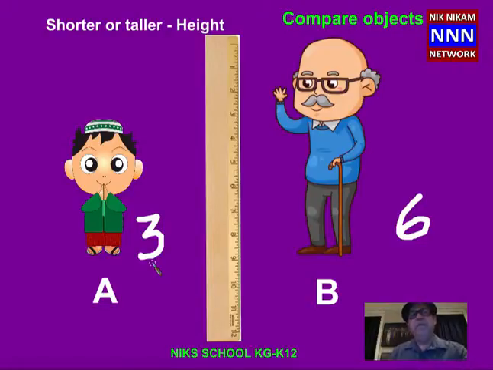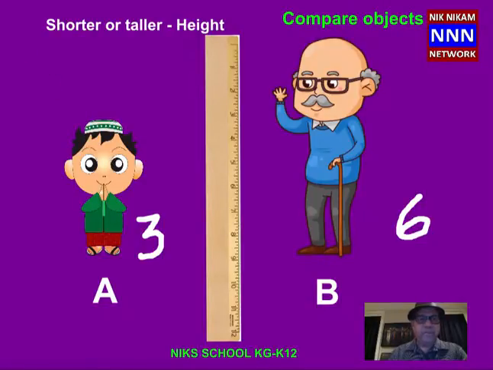And who is shorter? Well, of course, the kindergarten kid is shorter because he is only 3 feet tall compared to Grandpa, who is 6 foot tall. Now you know how a short and tall person looks.